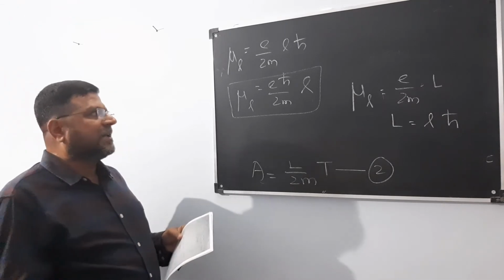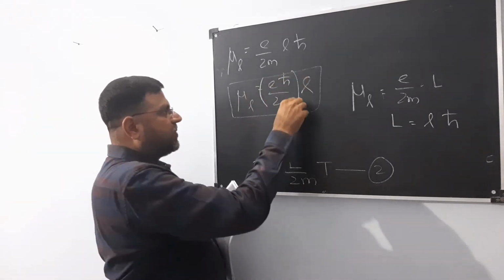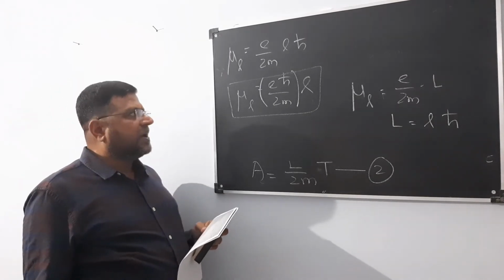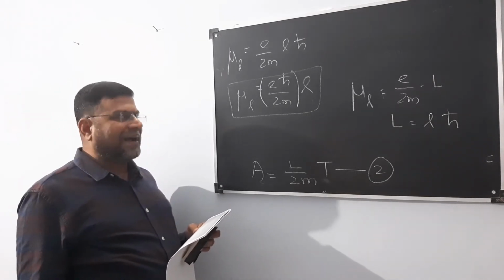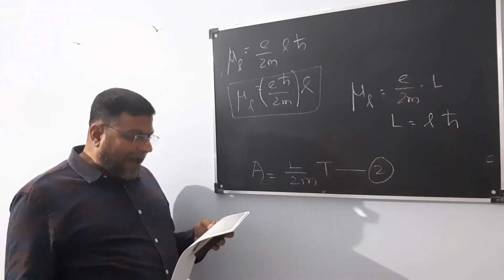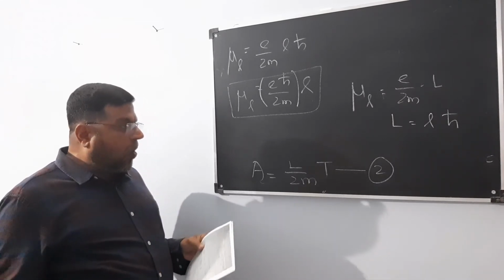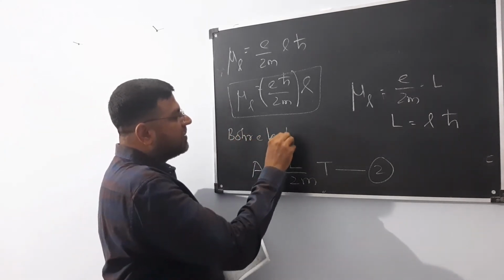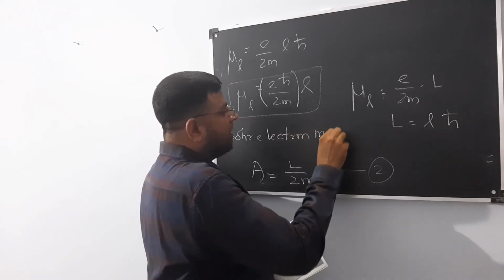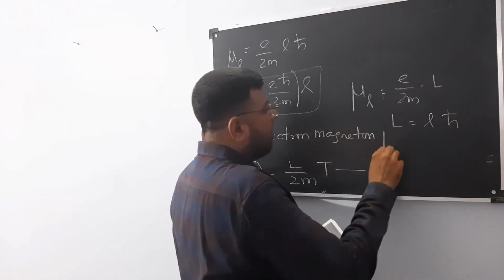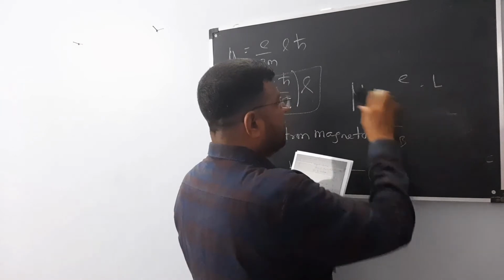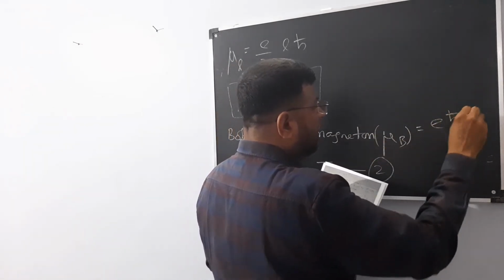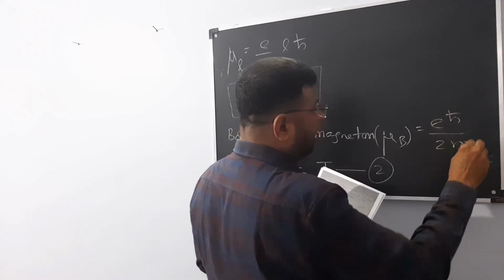Here one thing is nothing but a beauty. The beauty is that all are constants, only l is variable. e is a constant, h by 2π is Planck's constant, m is the mass, all constants. This value is called the Bohr electron magneton. Bohr electron magneton μB is equal to e times h cross by 2m.